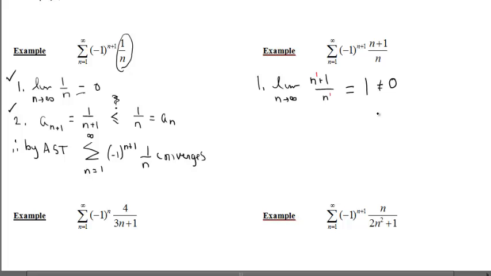So the alternating series test does not apply. But what's revealing here is that because condition 1 fails, we know that this is the nth term test for divergence. So I'm done with the AST. It's not going to prove that something converges. Therefore, by the nth term test for divergence, this series diverges.